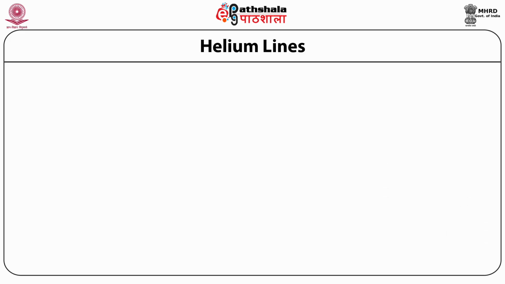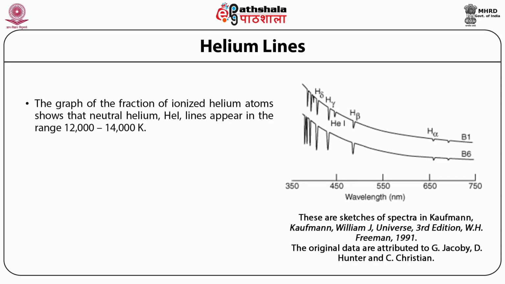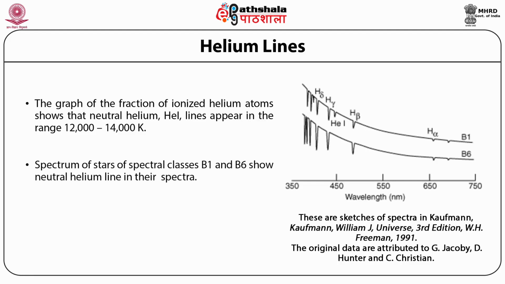Christian. The graph of the fraction of ionized helium atoms shows that neutral helium, helium-1 lines appear in the range 12,000 to 14,000 Kelvin. The spectra of stars of spectral classes B1 and B6 show neutral helium lines. The figure given here are the sketches of spectra, again in the Kaufmann-Williams book, and the original data is again attributed to Jacoby, Hunter and Christian.